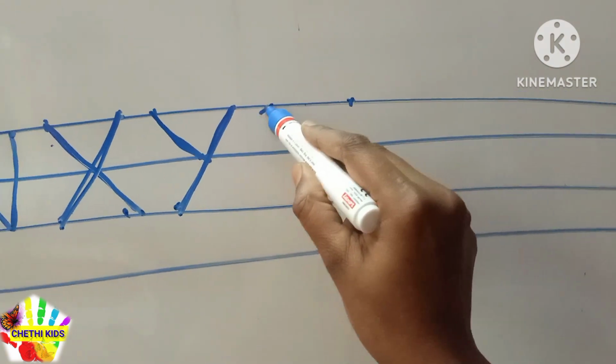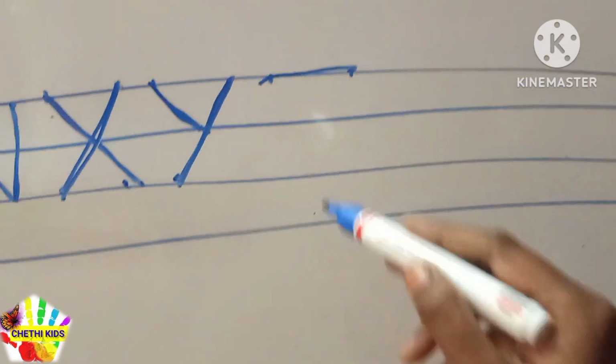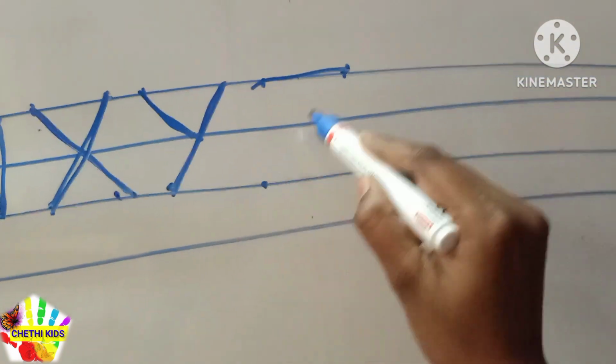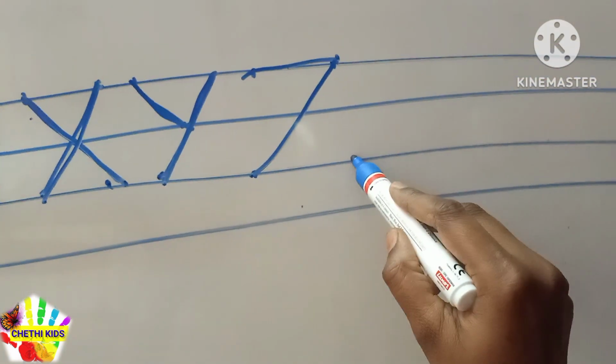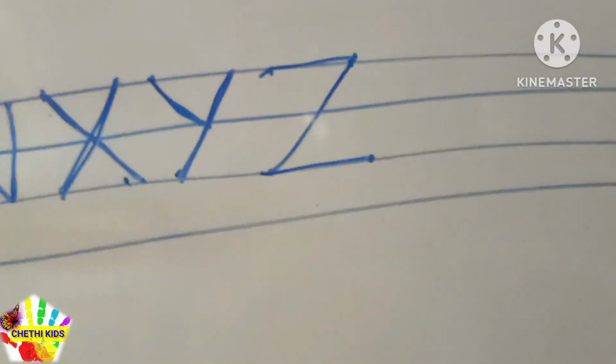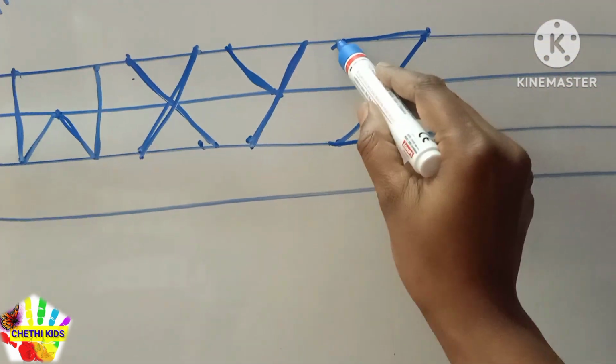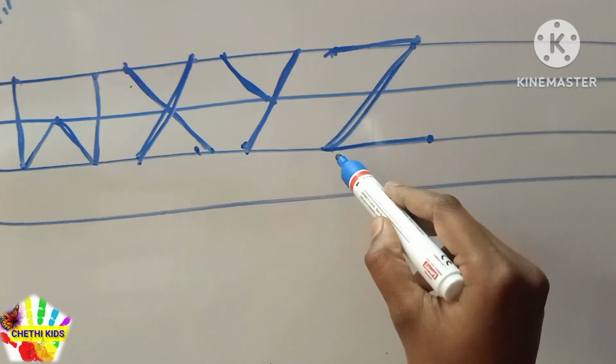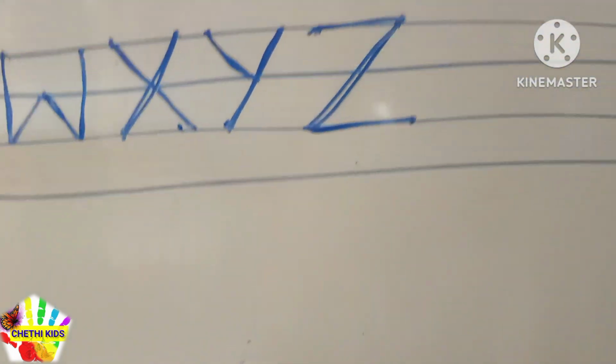And come to Z. On the red line, a sleeping line, and red line to blue line, slanting line. Next, on the blue line, sleeping line. Sleeping line, slanting line, sleeping line. This is capital Z.